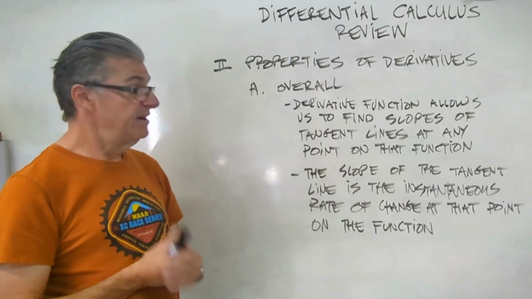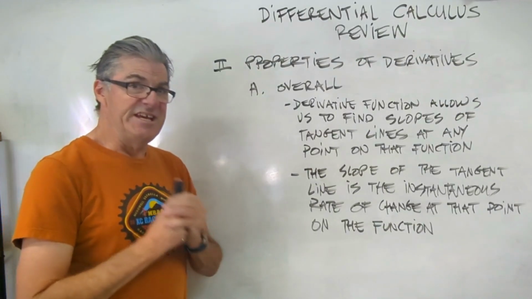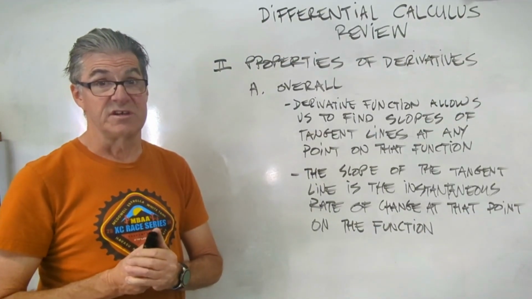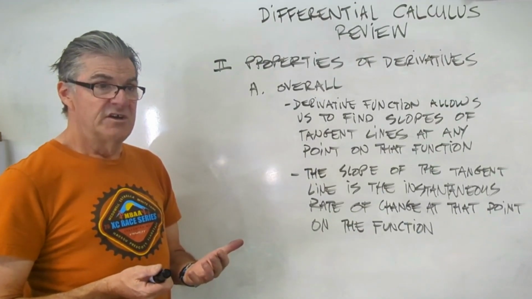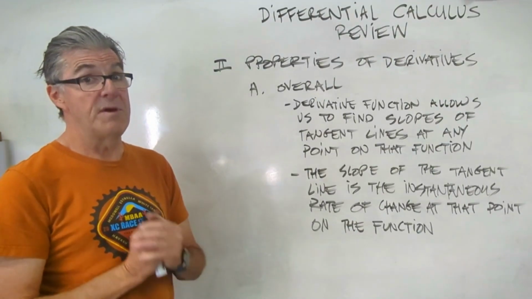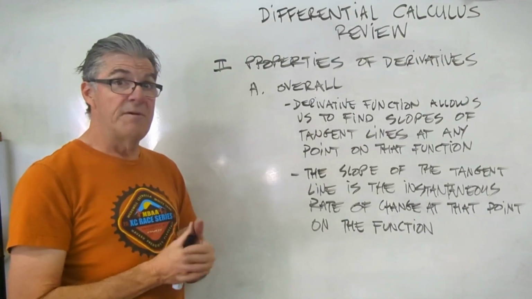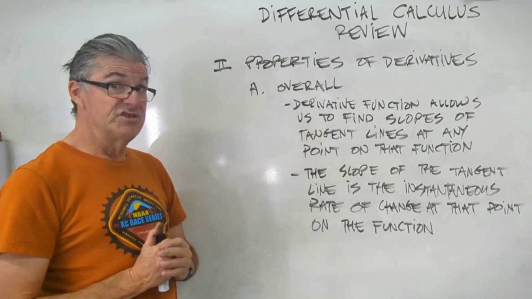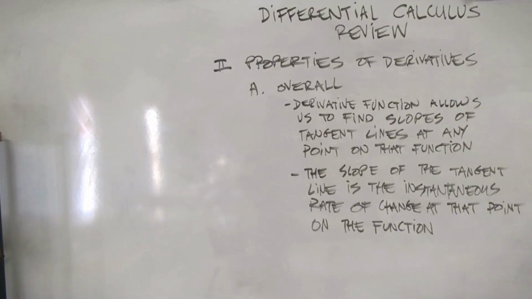Pretty nice trick. Second thing, that slope of the tangent line is the instantaneous rate of change at that point on the function. We're doing this with functions that show curves on the graph. So it's hard to calculate the slope of a curve, but this is what we do. So we find the slope of the tangent line at a point on a curve. That is the rate of change at that point.